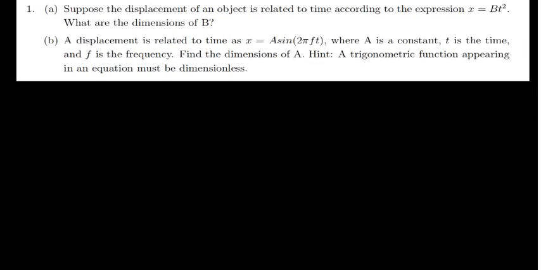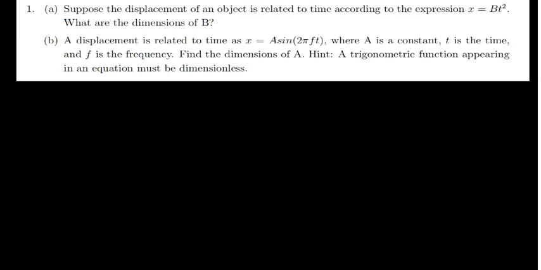Okay, cool. So the question is saying, suppose the displacement of an object is related to time according to the expression x is equal to b t squared. What are the dimensions of b? Okay, so what are we supposed to do here? To be more like a group discussion, since we did these things yesterday. So what are we supposed to do?